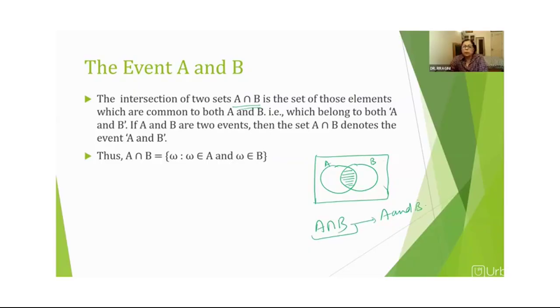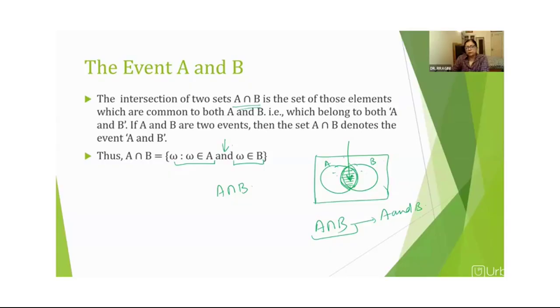So when we are talking about possible outcomes which satisfy condition A as well as condition B, right? Those possible outcomes will be written here, and those will contain the events which are common to both A and B. That is A intersection B. That means events which belong to A and events which belong to B. And so it is exactly the intersection of the two events.